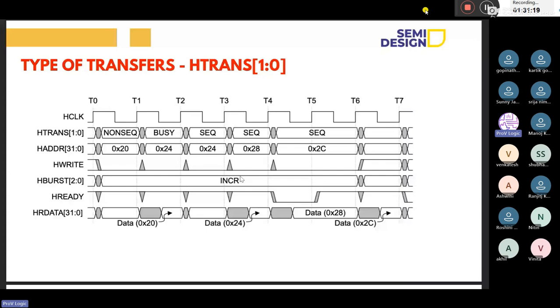If you consider 8-bit burst, the total address will be divided into a number of 8-bit pieces. Like that, 16 means the total is divided into 16. I will explain that.